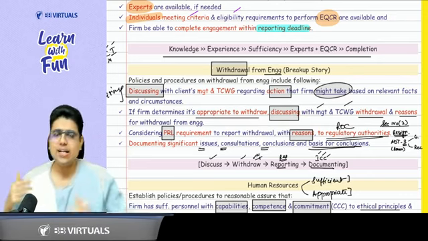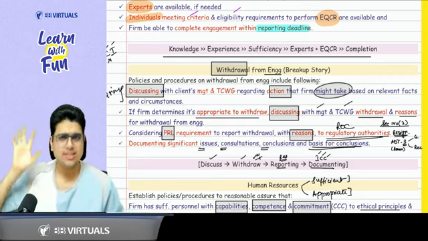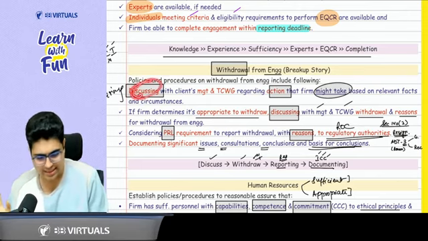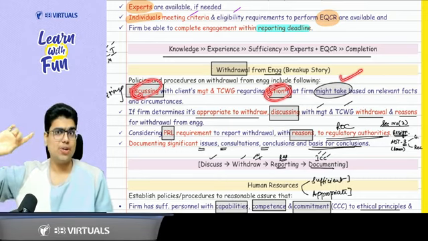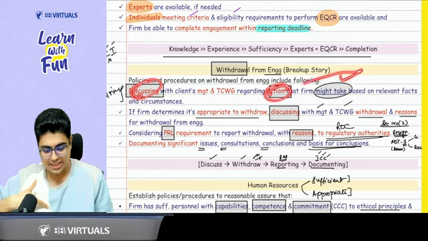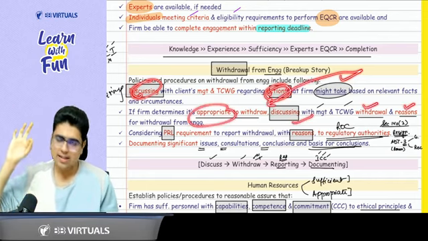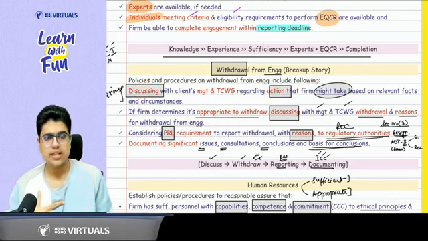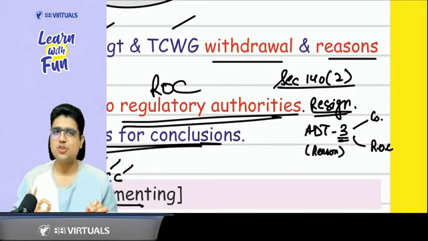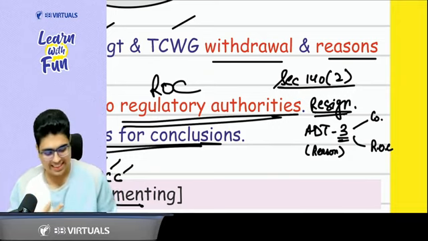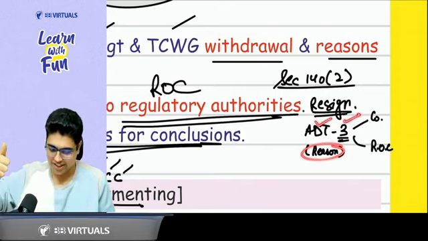But can I directly say no, no, no, tomorrow I will not come? No, sir. First of all, you need to discuss the action that the firm might take, that you are considering that you want to withdraw. Okay, sir. Then if you decide that it is appropriate to withdraw, then you can discuss the withdrawal and reasons for withdrawal. Got it, sir. And also we have all studied Section 140(2) in the Companies Act, which talks about auditor's resignation, which says that whenever you resign, you need to give your reasons in ADT-3.